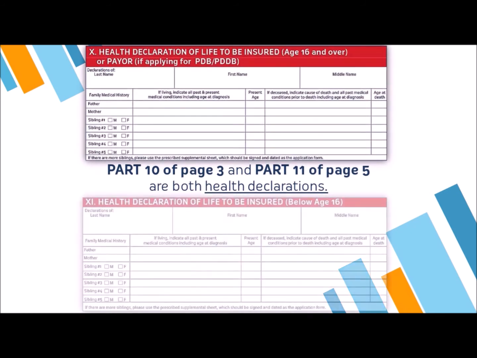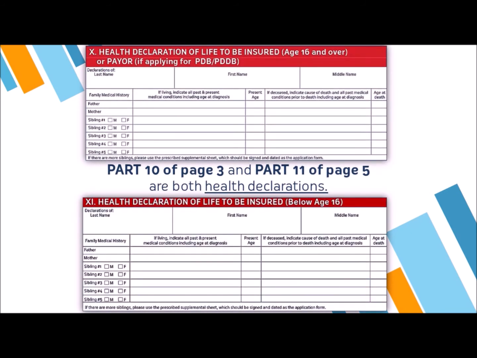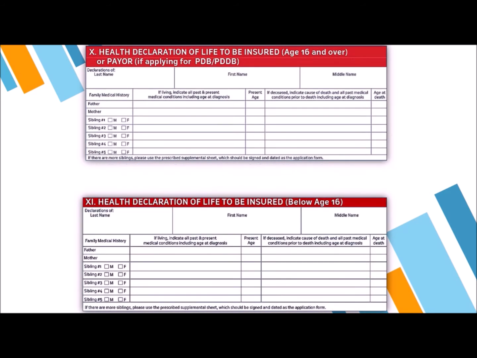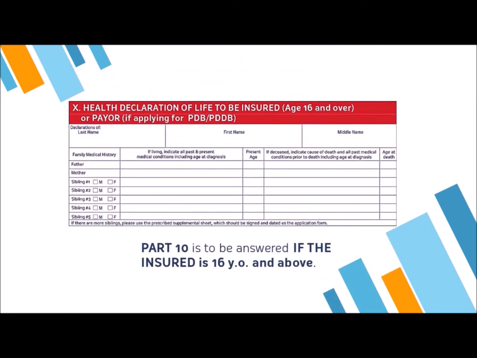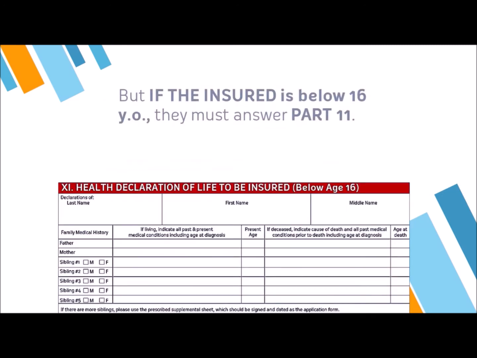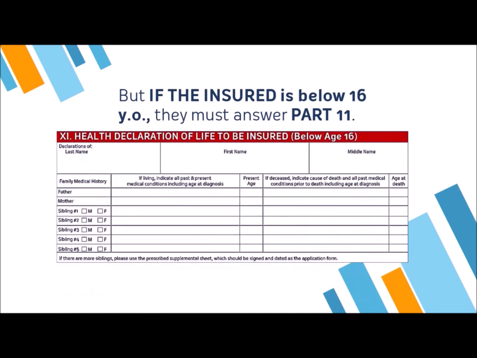Part 10 of page 3 and Part 11 of page 5 are both health declarations. No need to answer these sections if the policy is for automatic acceptance. Section 10 of the form is to be answered if the insured is 16 years old and above. But if the insured is below 16 years old, they must answer Section 11.